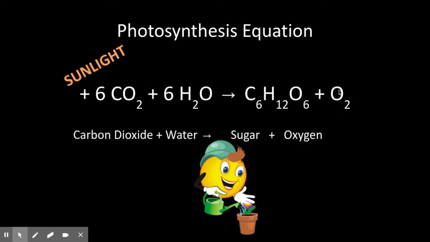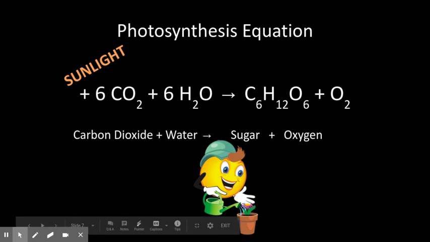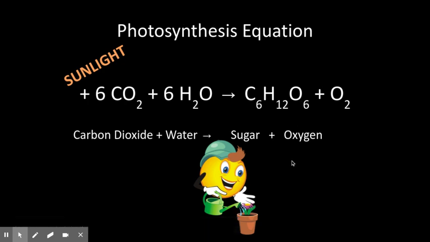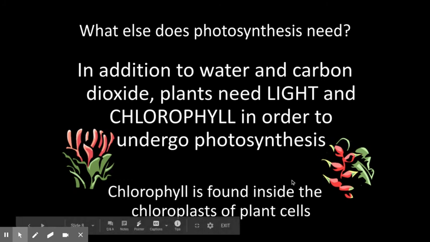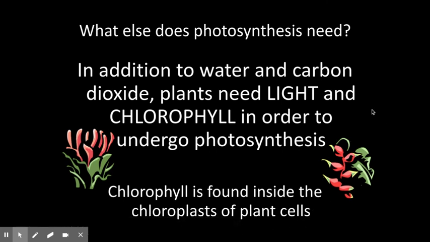In a plant, some of that O2 will be actually used to create energy as well. But it is a waste product of photosynthesis because the purpose really of photosynthesis is to make that sugar or glucose. So what else does photosynthesis need? In addition to water and carbon dioxide, plants need light, of course, and something called chlorophyll in order to undergo photosynthesis. Chlorophyll is found inside of the chloroplast of plant cells. It is what makes the plant green.